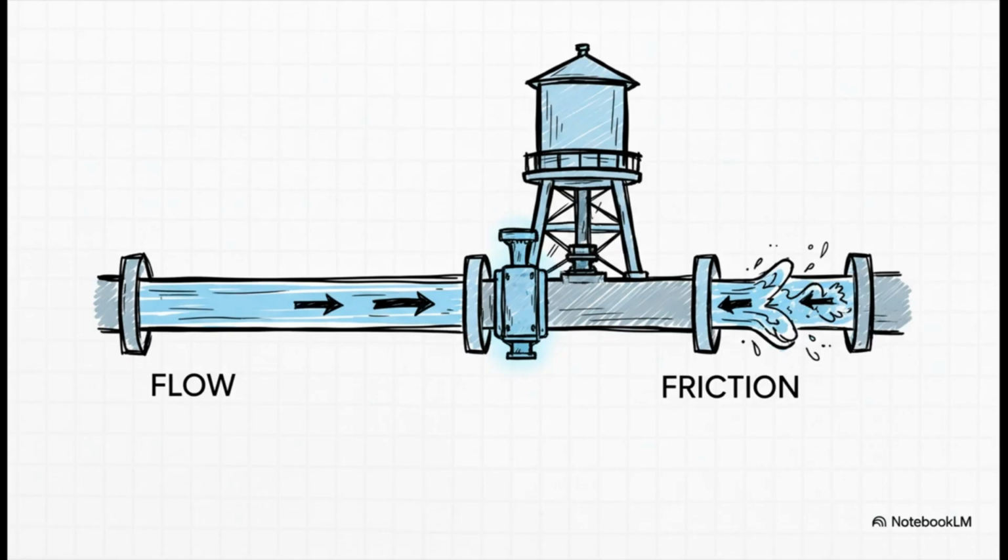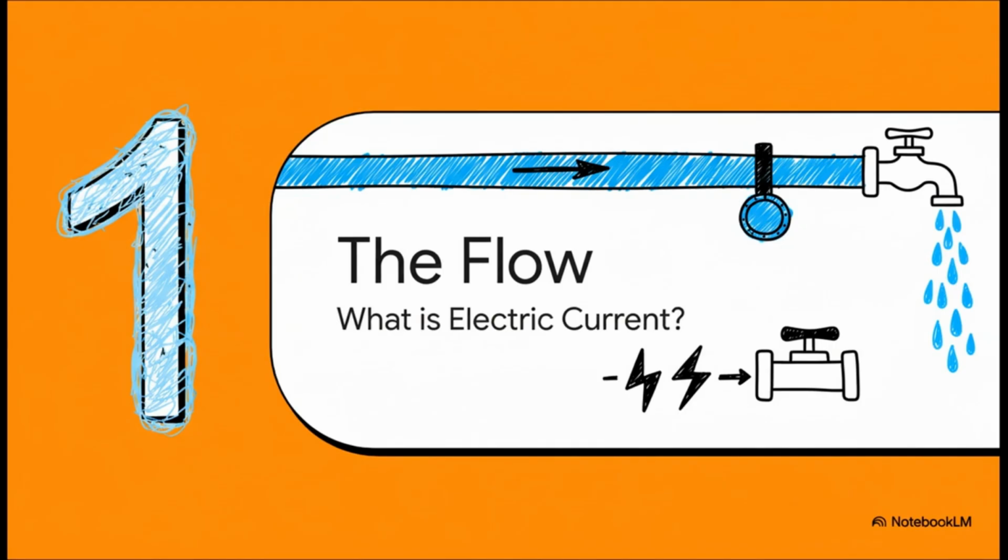You know, the easiest way to get your head around electricity is to just picture water flowing through a pipe. Seriously. We're going to use this one simple analogy, flow, pressure, and friction, to understand the three big ideas that make everything work. Okay, first up, let's talk about the flow.